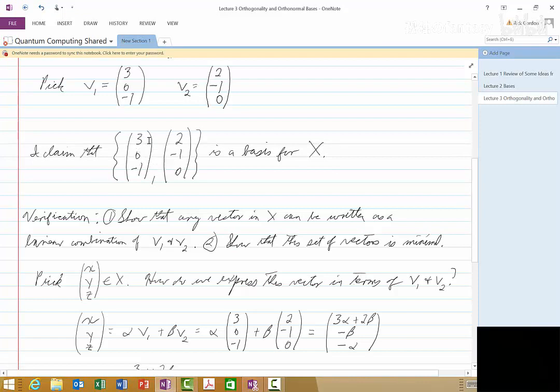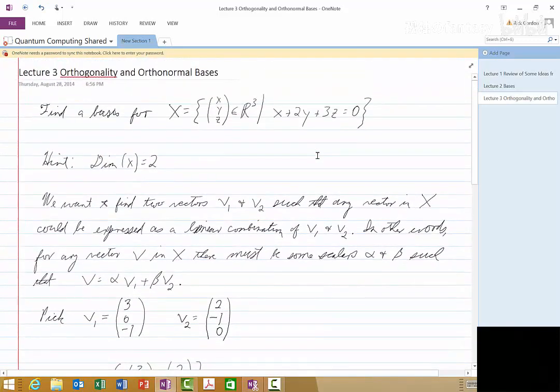If we had just one of them, if we took all the vectors that were a linear combination of one of them, we would just have a straight line. But when we take all linear combinations of both of them, we have a plane. And that is indeed what this set is. The set of all vectors which satisfy this equation is indeed a plane.